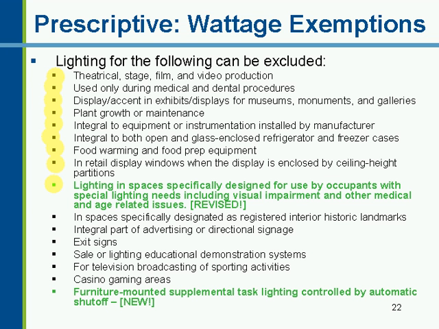This next one was in the earlier version noted as lighting in spaces specifically designed for those with visual impairment. This has been revised and further clarified to note that if you design a space specifically for, and it's been enlarged to say visual impairment or other medical and age-related issues, you can exempt that lighting. But again, it's been tightened up a little bit in that it has to be designed specifically for that application, not just potentially used for those kind of occupants. Another one, if you have lighting in a space designated as a registered historic landmark, as we mentioned, that was an exemption. It's listed here as well.